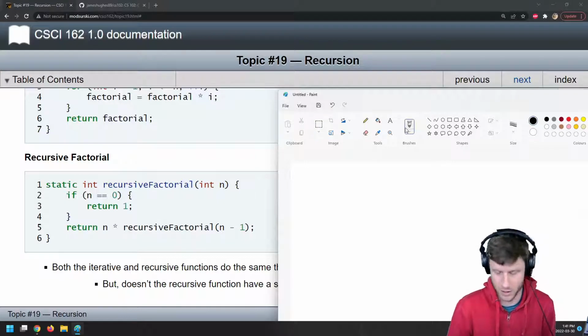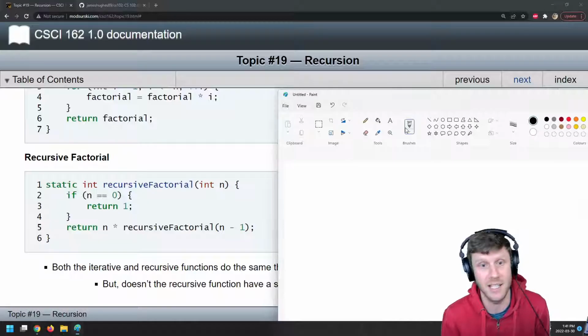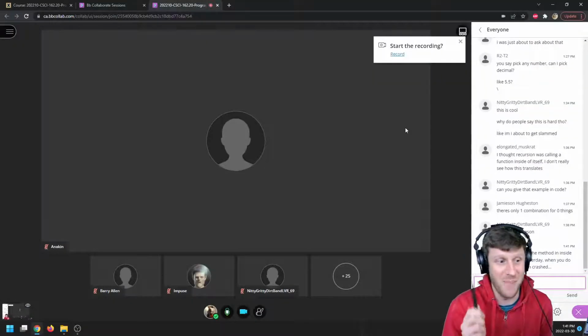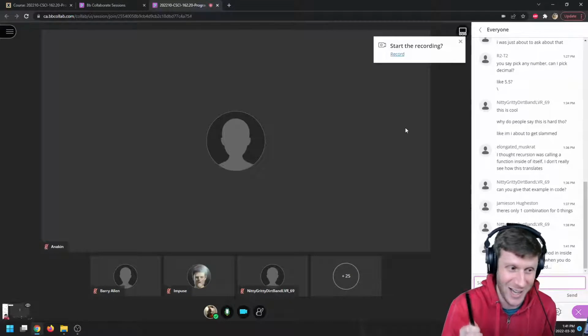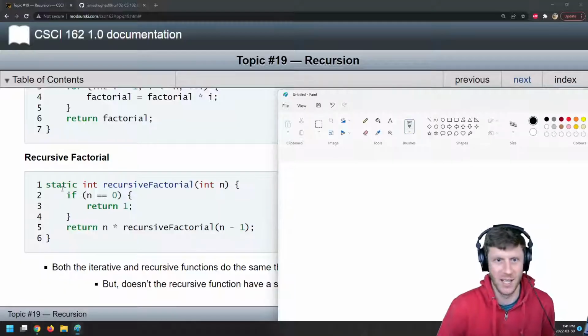Oh, before I work on that, let's hear the question. Why can you call the method inside the method? Yesterday, when you did the program, it crashed. It's because we have the base case. This is a great question. We have the base case, which is like the stopping point. That's the n equals 0.